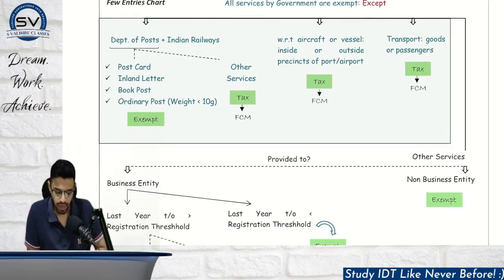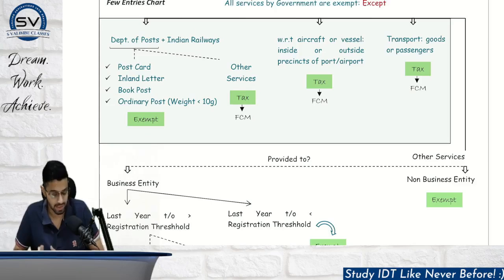Point number 1. Department of Post Services and Indian Railways. Details we will study in 2 minutes. First, let's see the broad headings. Department of Post and Indian Railways. So whatever services are given by Department of Post and Indian Railways, they are taxable.